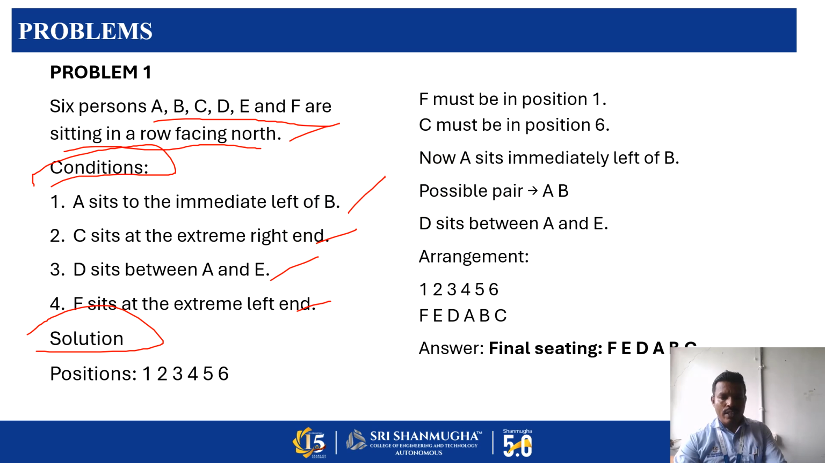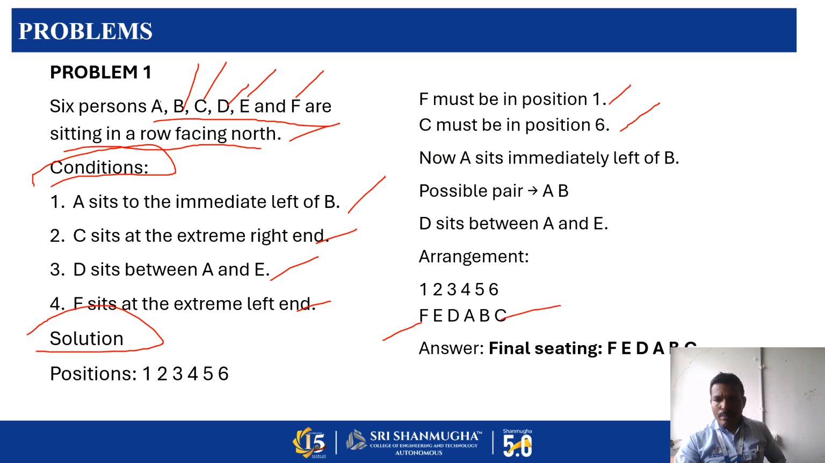Positions 1, 2, 3, 4, 5, 6. F sits at the extreme left end, so F must be position 1. C sits at the extreme right end, so C must be position 6. These first two cases we identified, because we know the right and left ends.